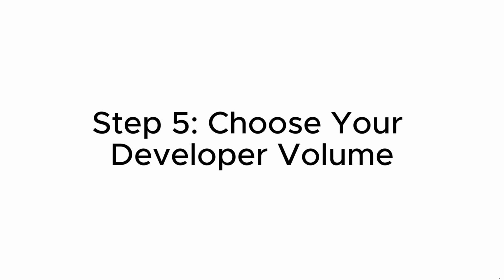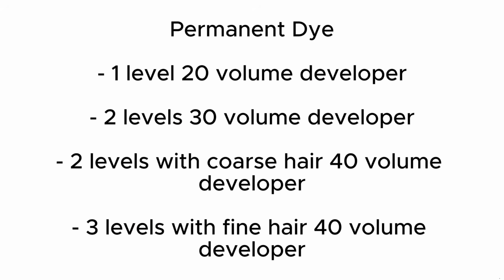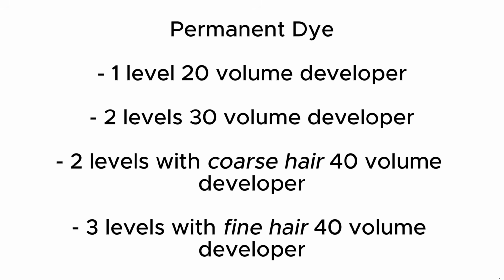Step 5. How to choose the right developer when you're going lighter. So the developer strength, or the developer volume, is what determines how much lift you can get. So for permanent dye, to get one level of lift, you want to go with 20 volume. 10 volume is normally deposit only. For 2 levels of lift, 30 volume.